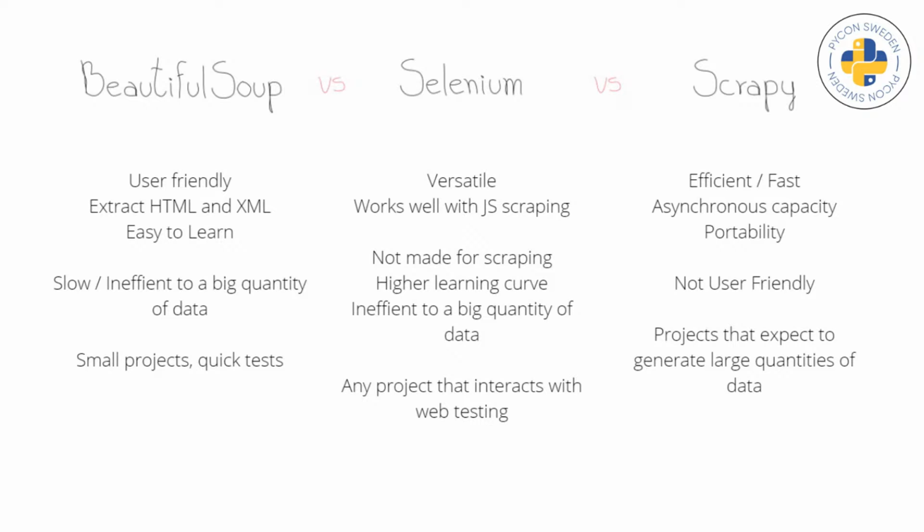Scrapy would be, I believe, the most used one for web scraping, mainly because it's efficient and fast. It's asynchronous, because it was built on top of Twisted. It has portability and doesn't require dependencies. However, it's not really user friendly. It can be somewhat complicated for beginners, and it also requires a little bit of setup.